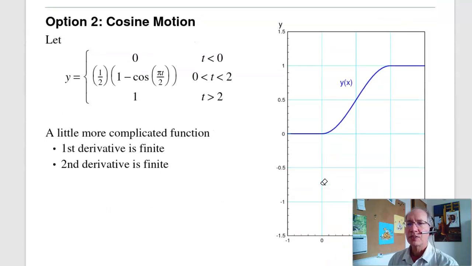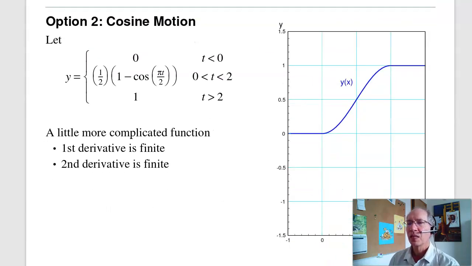Okay, so let's come up with a different path. I want to go from 0 to 1. There's point A, point B, in 2 seconds. One way to do that is make this a cosine function. So this is equal to, and cosine goes 0 to 1. Let's do 1 minus cosine.